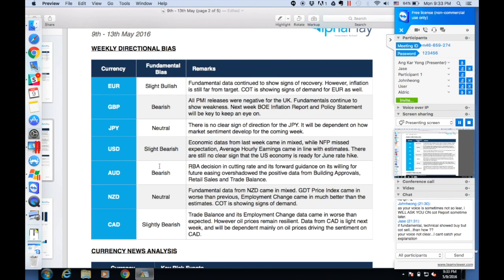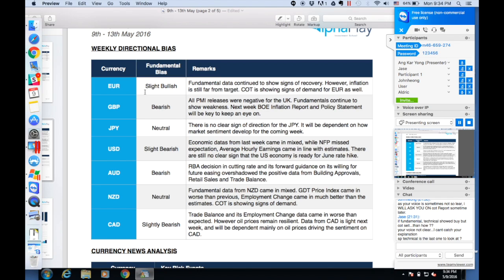So we always start with fundamental and sentiment, then only do you go over to the technical chart to find entry. If you look at the weekly directional bias, you can also start looking out for which particular currency pair you want to look out for. What you want to do is match a bullish currency to a bearish currency.